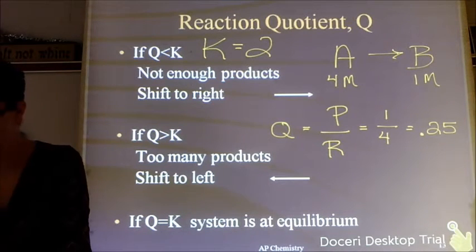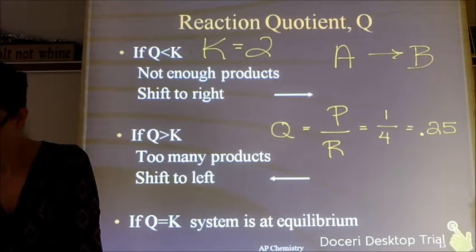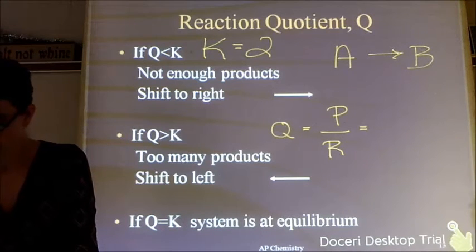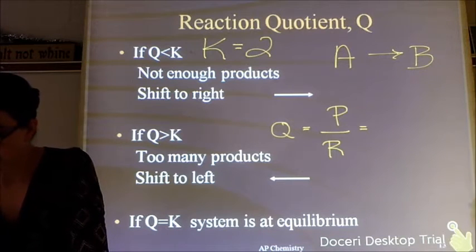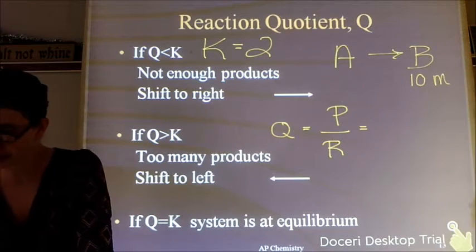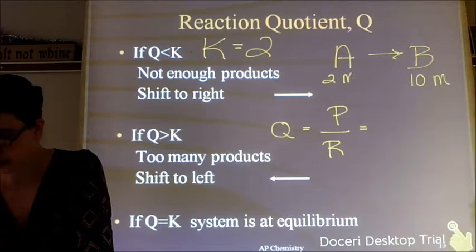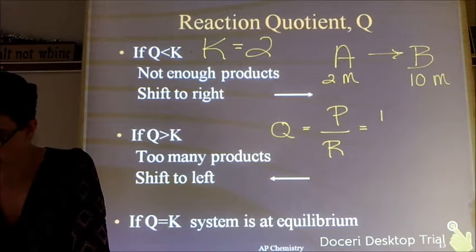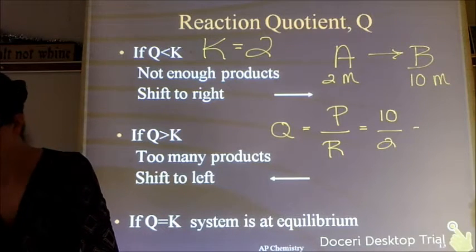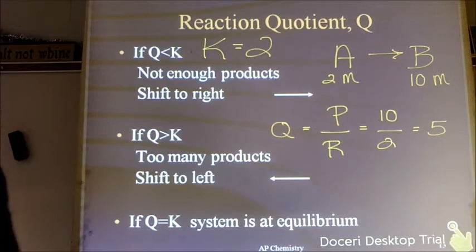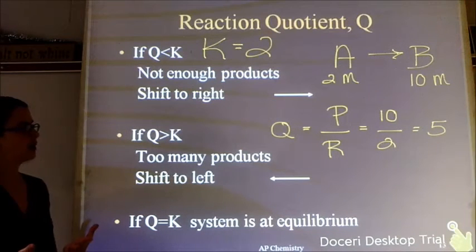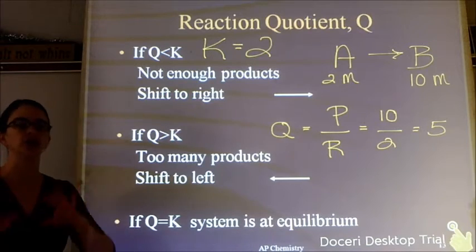Let me change some of these numbers. All right, this time I'm going to say that my product B is at 10 molar, and my reactant A is at 2 molar. Plug in the numbers. We all agree that 5 is greater than 2. Very good. Again, let's think about what that means. Q is greater than K. Q is too large.